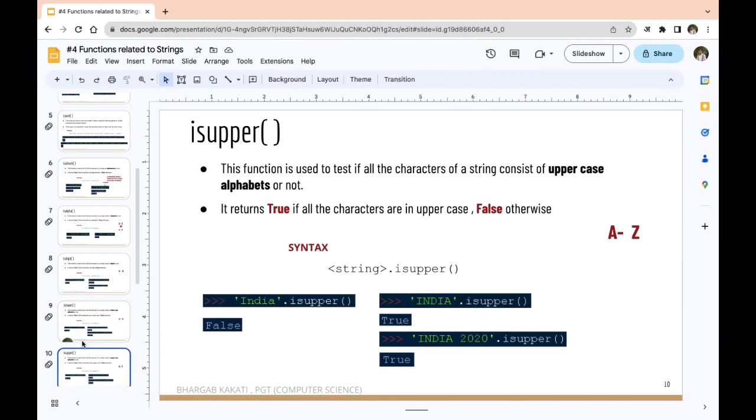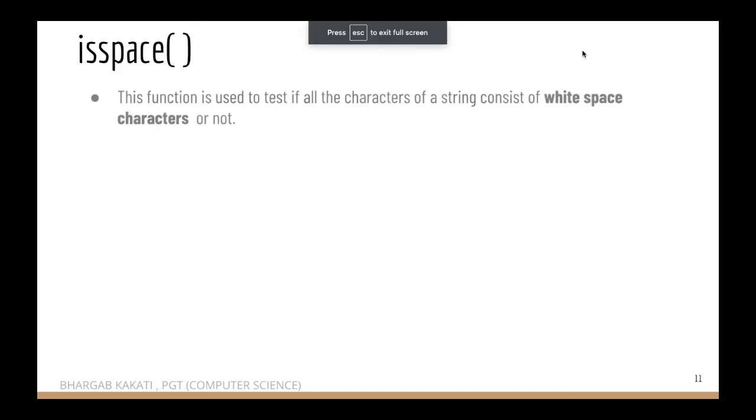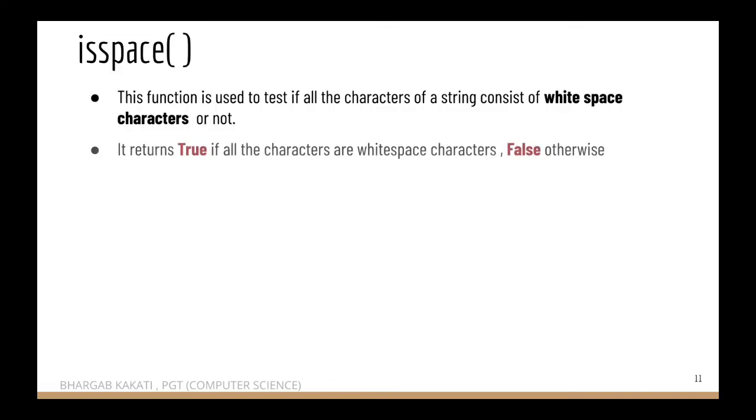Alright, let's move to the next function, that is isspace. What it will do, this function is used to test if all the characters of a string consist of white space characters or not. White space means whenever we press the spacebar key, some gap is left. That gap is known as white space characters. White space characters can be generated not only by the spacebar key but also by the tab key, which you find towards the upper left corner of your keyboard. It returns true if all the characters are white space characters, false otherwise.